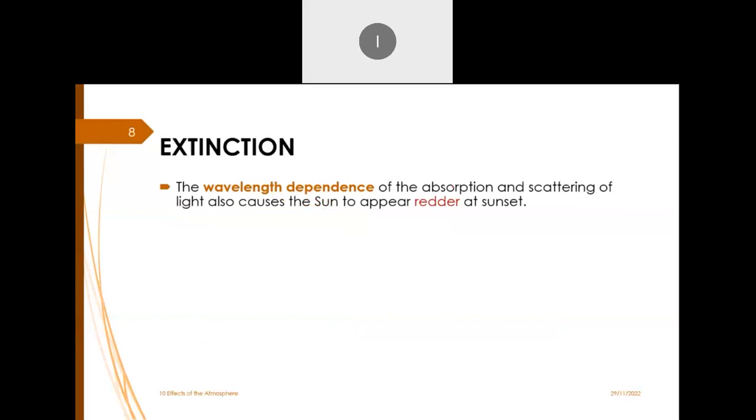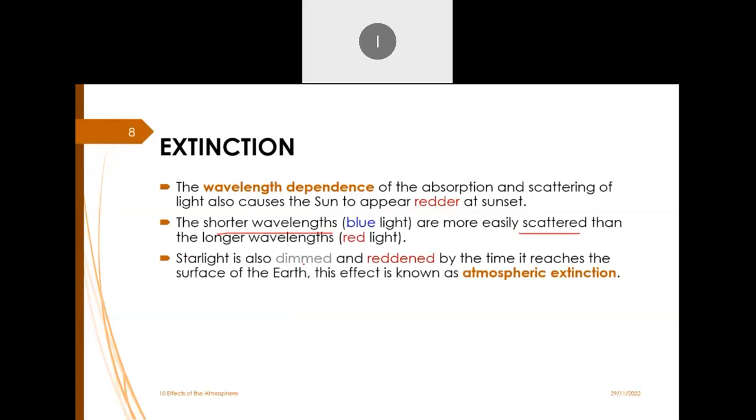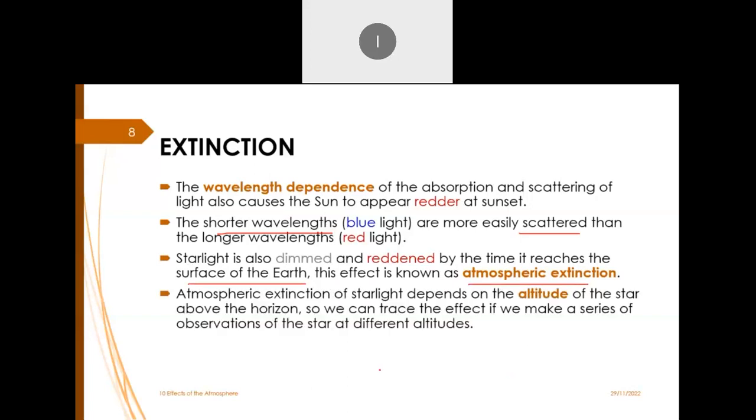Okay, the wavelength dependence of the absorption and scattering of light also causes the sun to appear redder at sunset. The shorter wavelength, the blue light, is more easily scattered than the longer wavelength, which is the red light. So starlight is also dim and reddened by the time it reaches the surface of the earth. This effect is known as atmospheric extinction.